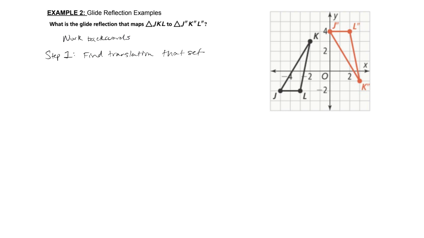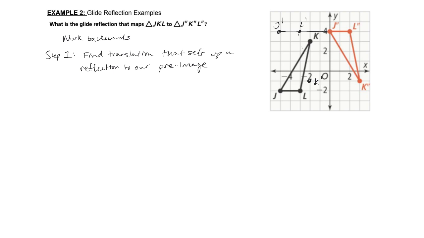That sets up a reflection to our pre-image. So we want to line them up. If we can move our J over 1, 2, 3, 4, 5, to right here, there'd be our J prime. L prime, we move over 5, and then K prime, we move over 5.